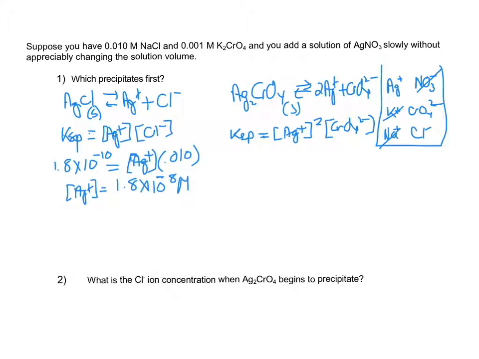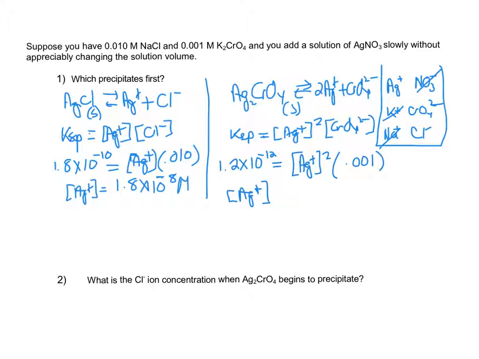Let's do the other one. So my Ksp for this one is 1.2 times 10 to the negative 12. So that's equal to the concentration of the Ag+ squared times my chromate, in this case, 0.001 molar. And so if you solve for the Ag+, remember you would divide by 0.001 molar and then take the square root of that. That ends up being 3.46 times 10 to the negative 5th molar.